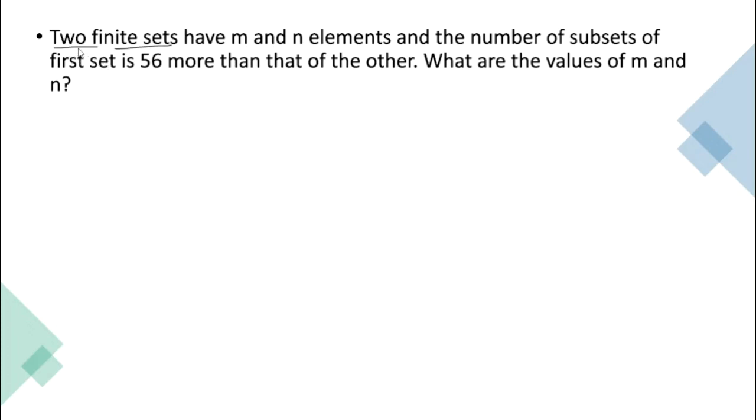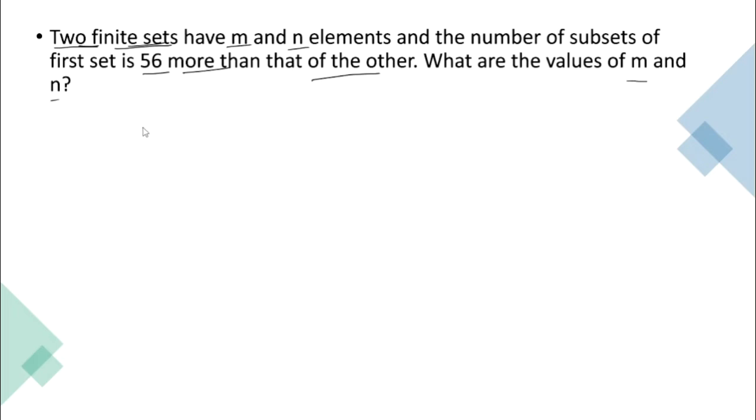Here it is given that there are two finite sets, where the first set has m elements and the second set has n elements. And the number of subsets of the first set is 56 more than that of the other. We need to find out the values of m and n.